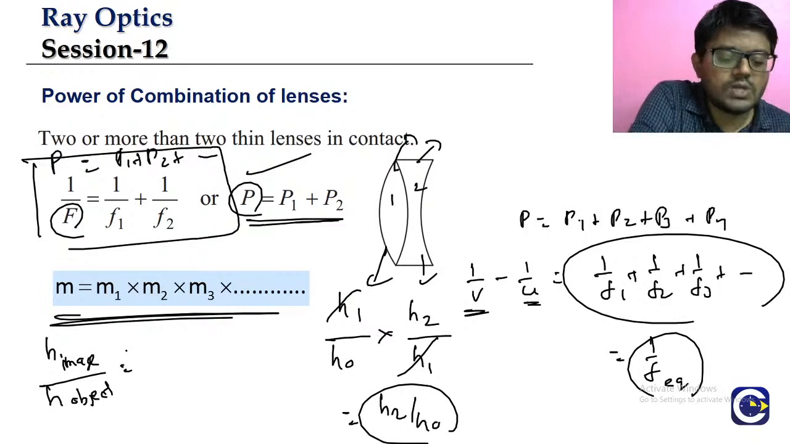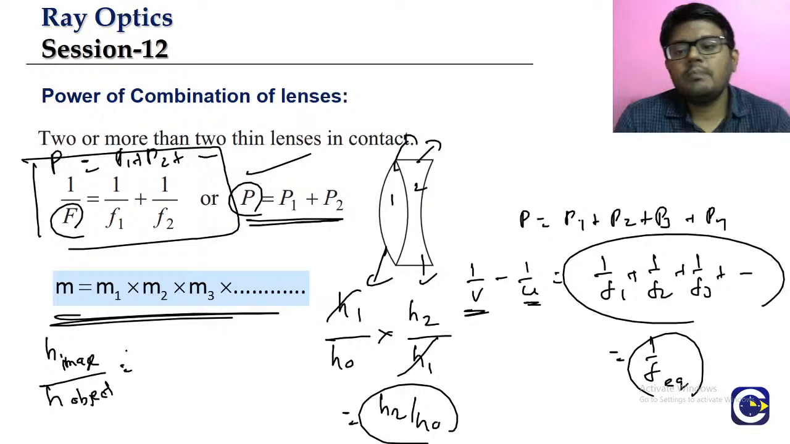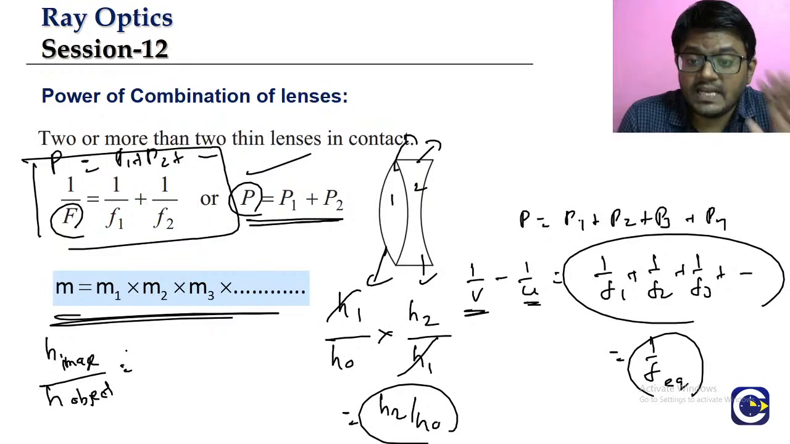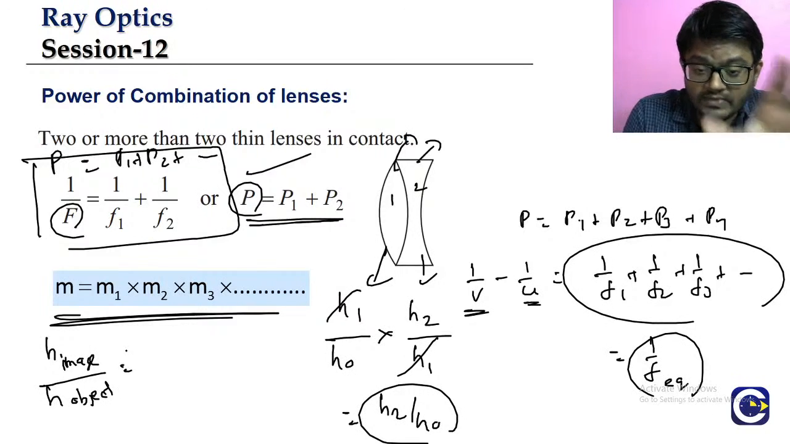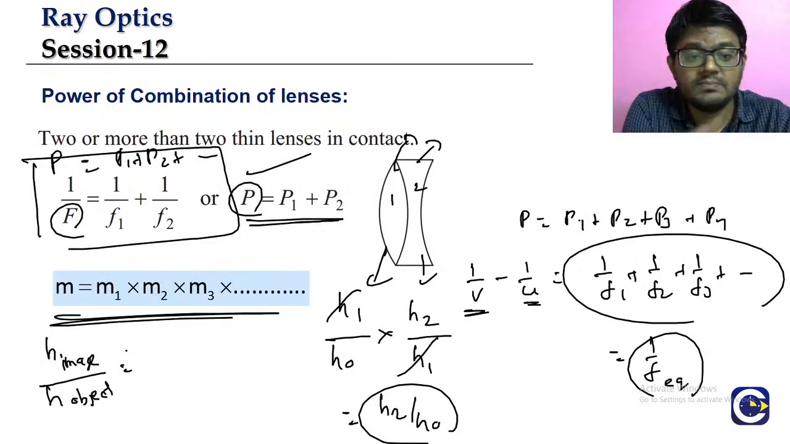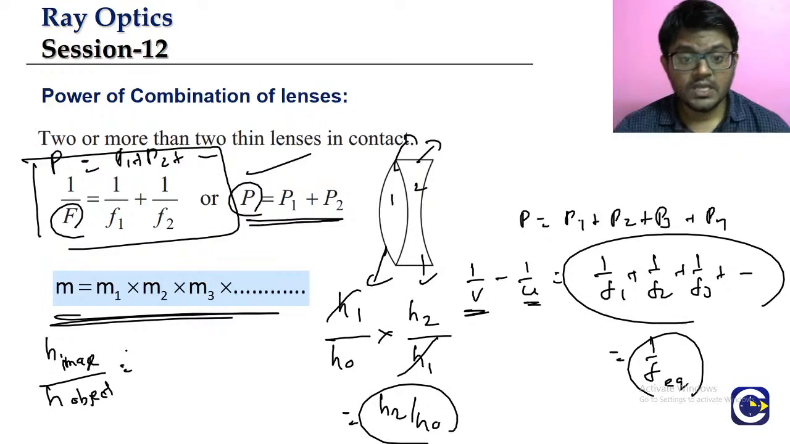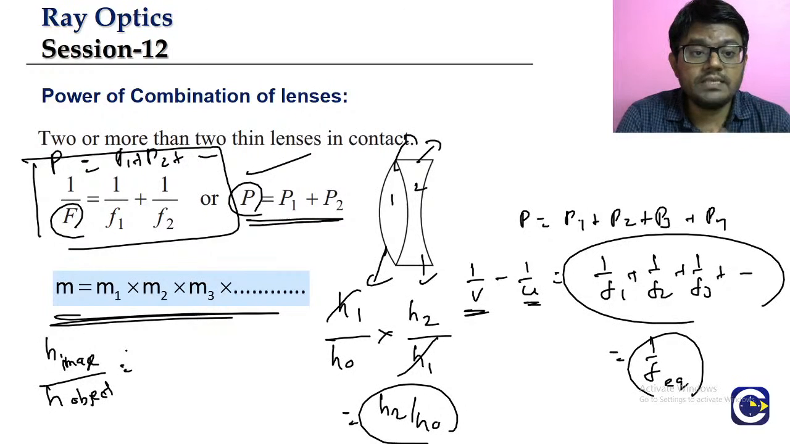So this is how we will see the effect of a combination of lenses. Here we are keeping the lenses in contact without a gap, and of course our assumption is the thin lens assumption. This is how we deal with combinations of lenses which are kept in contact.